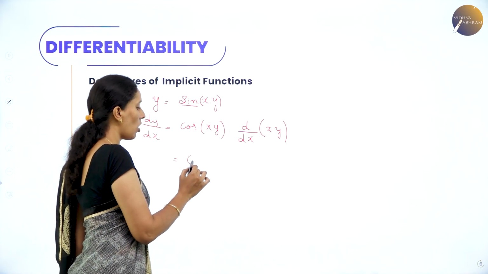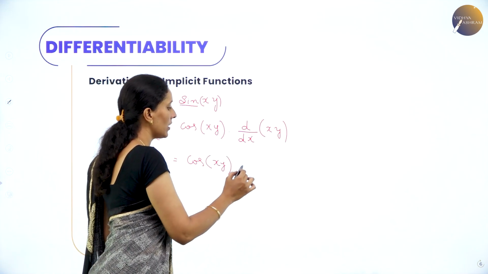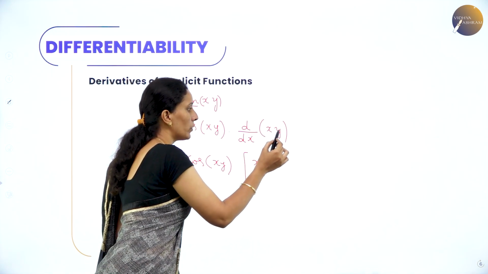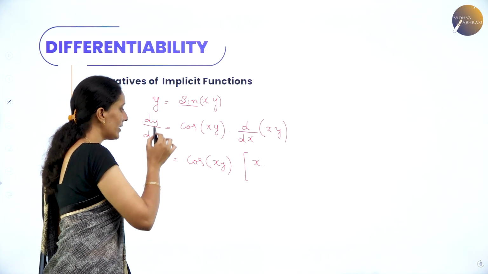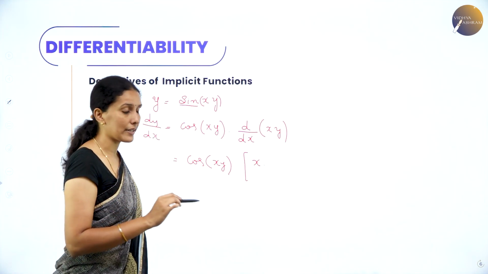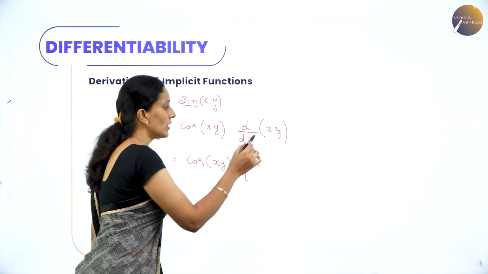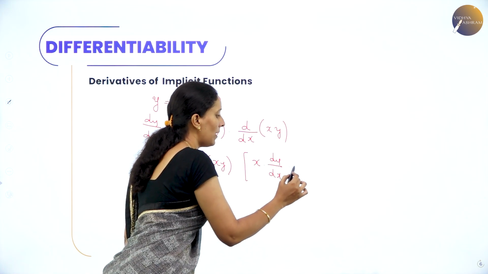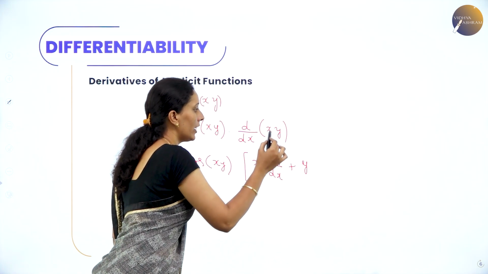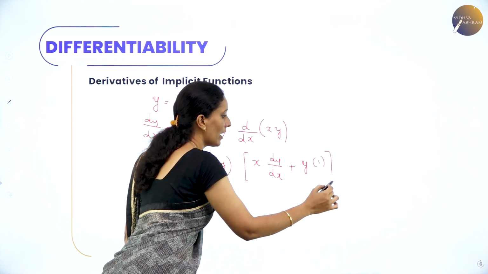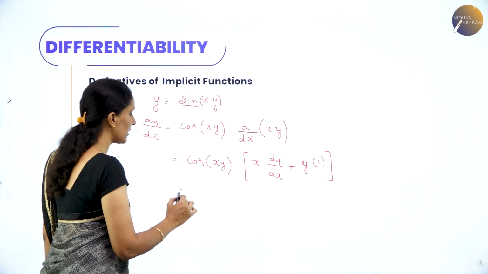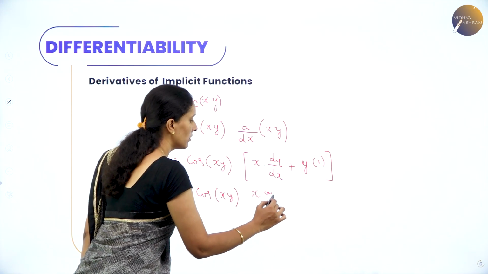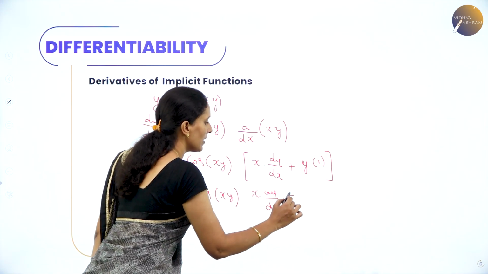So here we get cos xy is equal to, apply the product rule here. What is the first function? First function into derivative of y. So if y is written, then its derivative is written in the form of dy by dx. The same thing has to be applied here also. So the first function, derivative of y is dy by dx, plus second function y into derivative of first is 1, because derivative of x is 1. So what happens here? Cos of xy into x into dy by dx plus y.